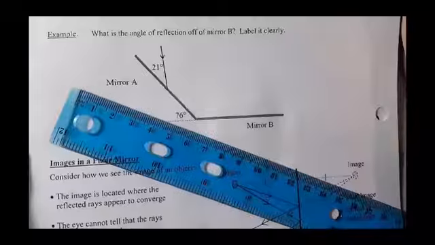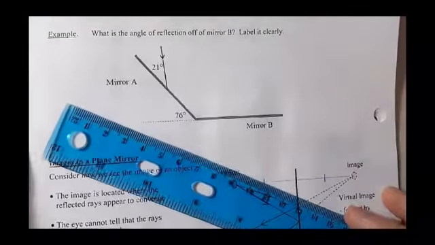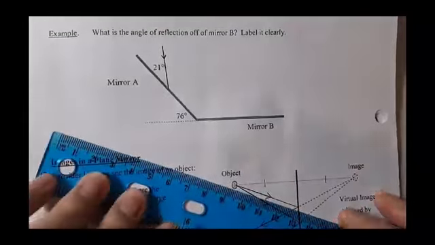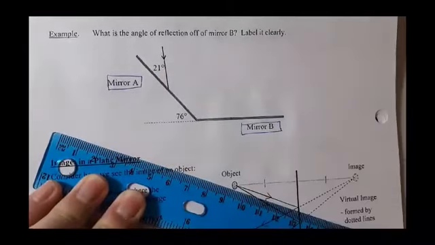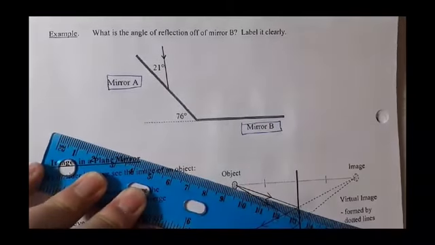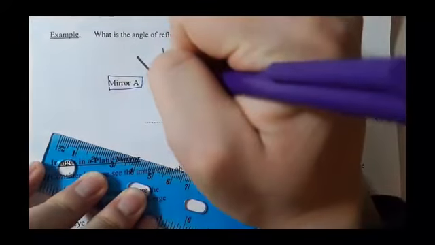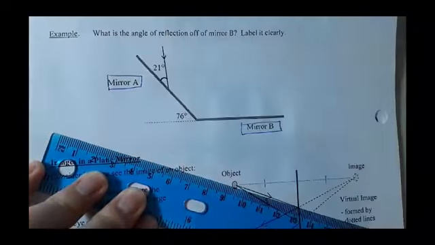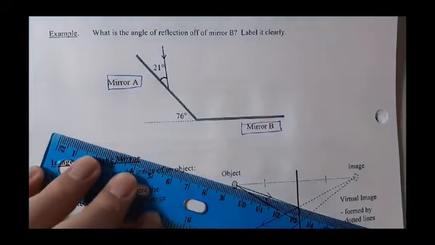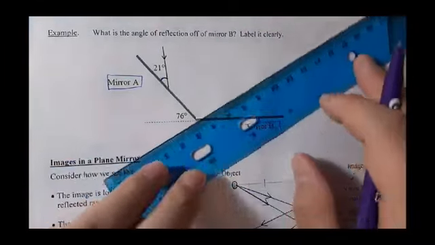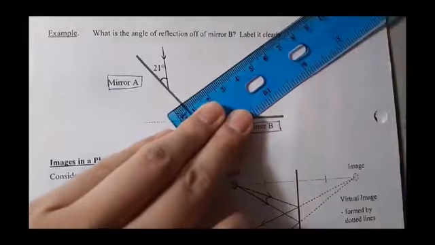Now let's do a quick example. What is the angle of reflection of the mirror B? So I have mirror A over here, mirror B over here. The very first thing that you need to understand is, fortunately, diploma doesn't have a written response for now. So it's more about the theory part we need to understand, and you may not see this type of question a lot.